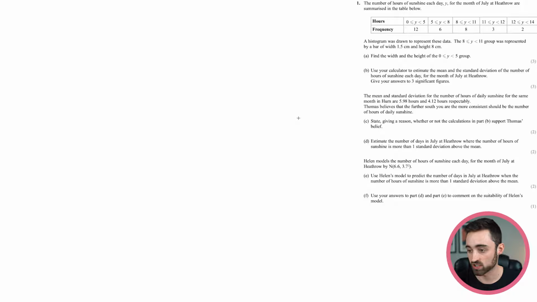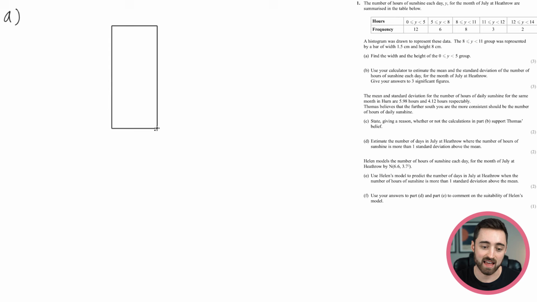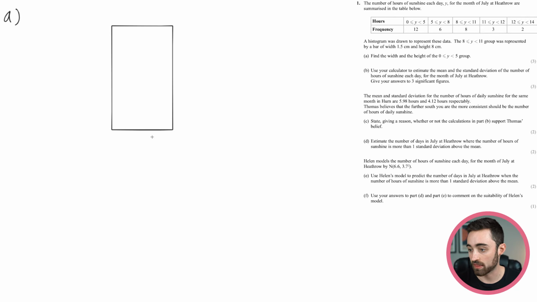A histogram was drawn to represent these data. The Y is 8 to 11 group was represented by a bar of width 1.5 and height 8. Find the width and height of the 0 to 5 group. Okay, so they're not actually asking us to draw the histogram here, which is nice. Let's draw the 8 to 11 bar, just a rough sketch. Might help us here. So imagine it's that, okay? We're told that the width is 1.5 and the height is 8.